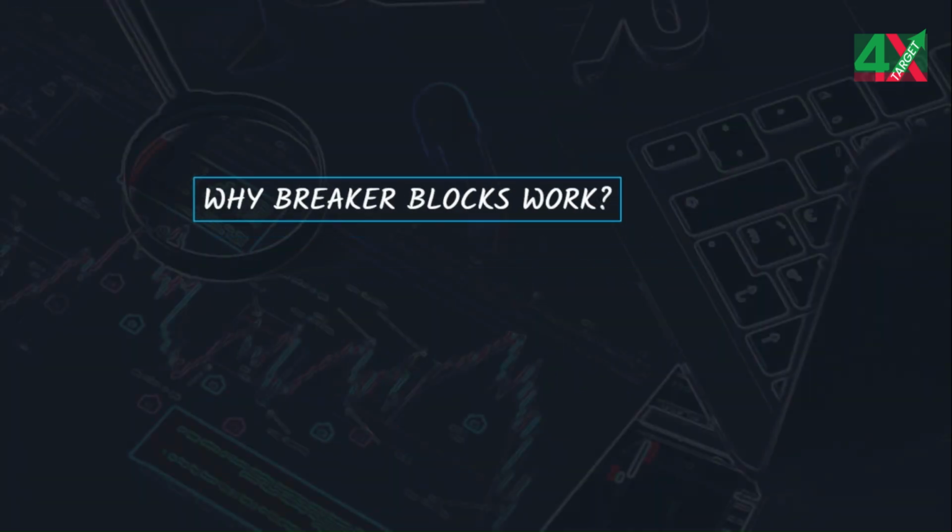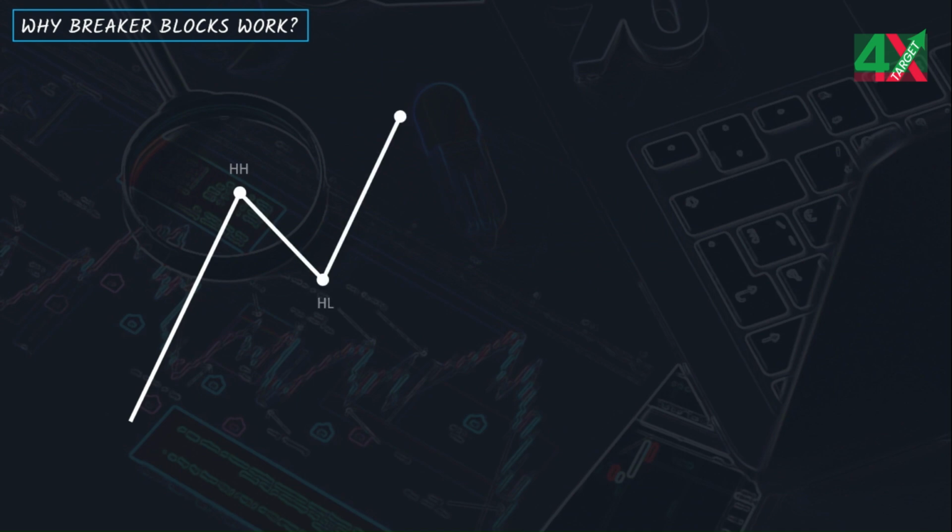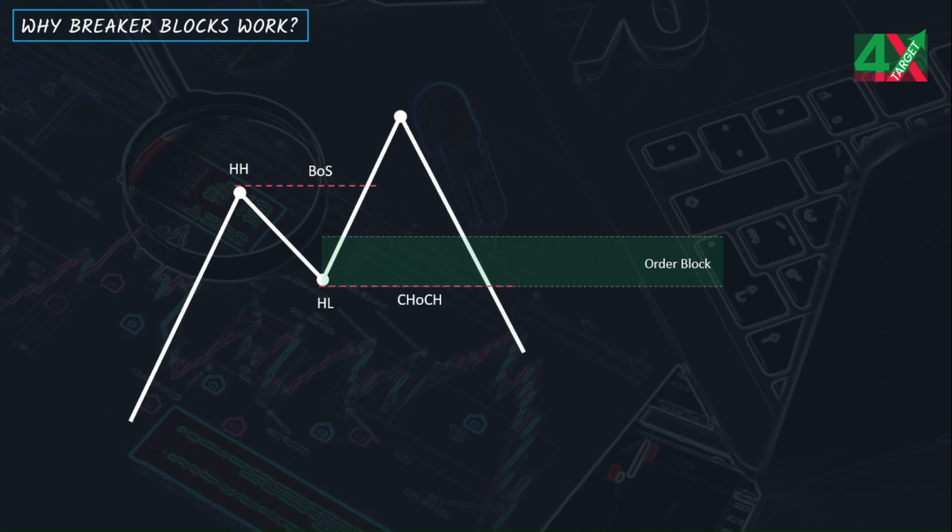Now let's see what is the psychology behind the breaker block and how it works. Consider a bullish scenario where a bullish order block forms after a clear break of structure. Traders identify this zone as a buying opportunity, and long positions are executed when price returns to the order block. However, if price makes a change of character by breaking and closing below the most recent swing low, the bullish bias is invalidated and the market turns bearish.